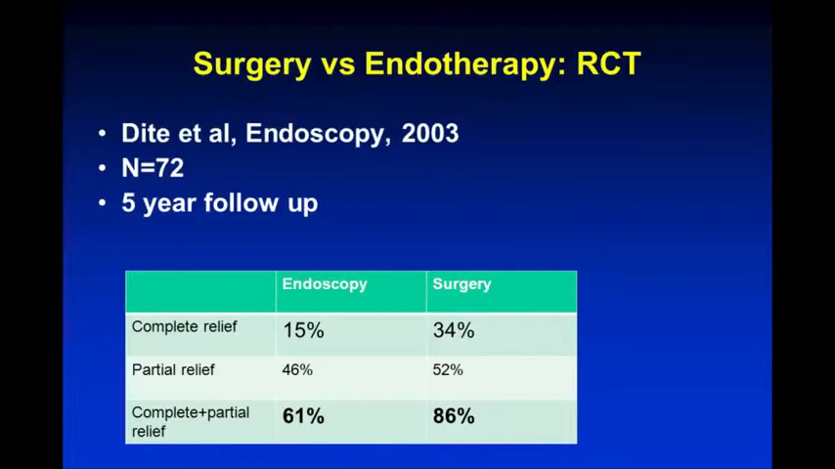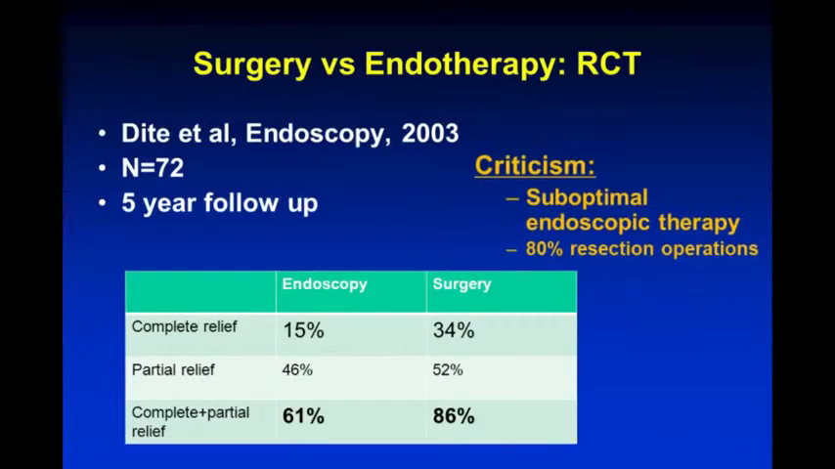I don't know if it's Dite or Dite, I think it's French. 72 patients, 5 years follow-up, and in general, the surgery group did better. But this was criticized somewhat because the endoscopic group was somewhat suboptimal. About half of the patients in the endoscopic group received a sphincterotomy only, essentially, which is probably not adequate. Secondly, the surgery group in this first RCT was primarily 80% resection operations, as opposed to drainage operations, which seems to be more in vogue now.